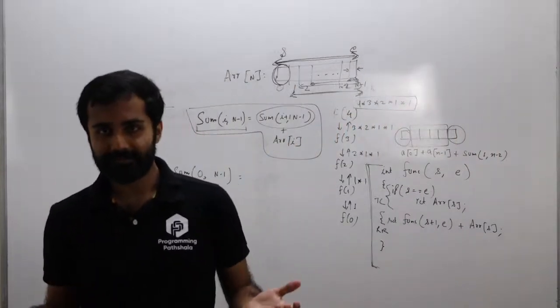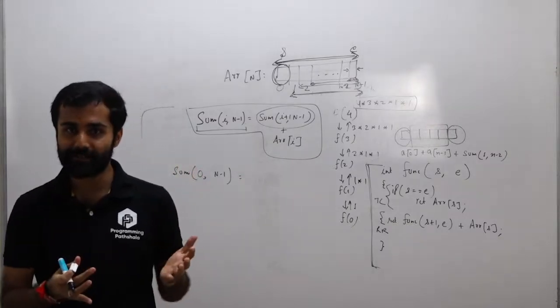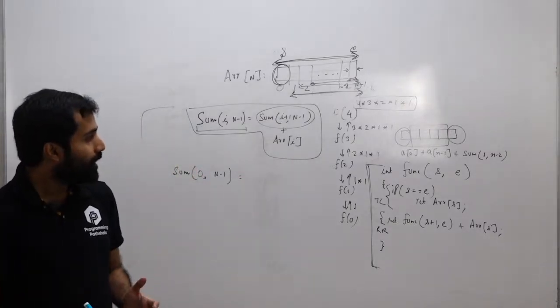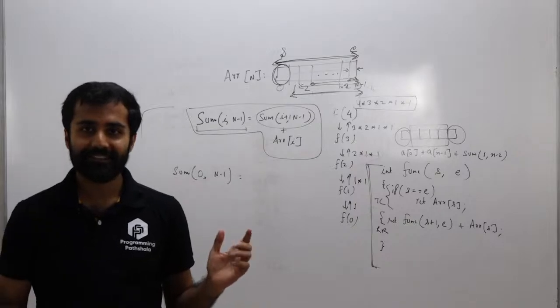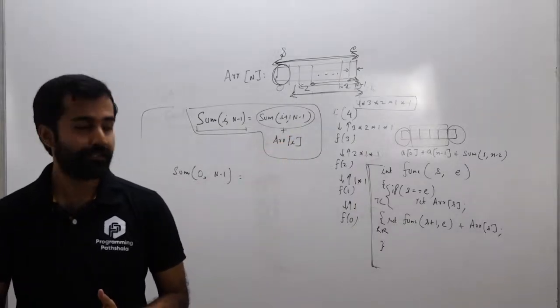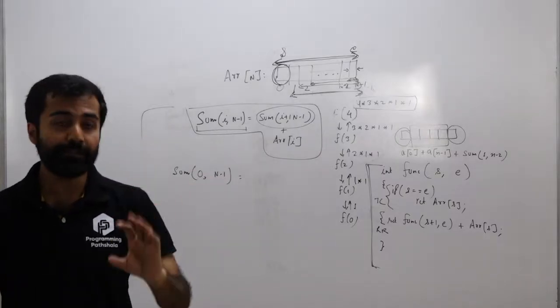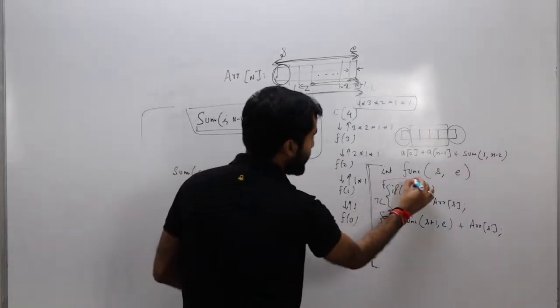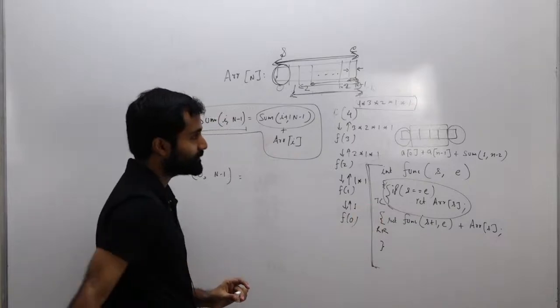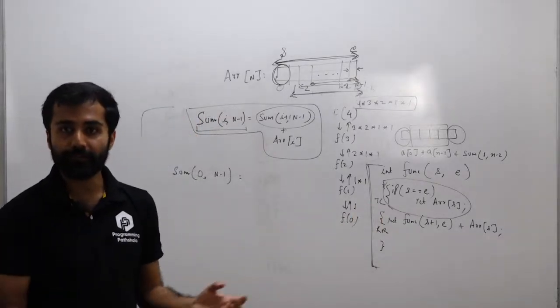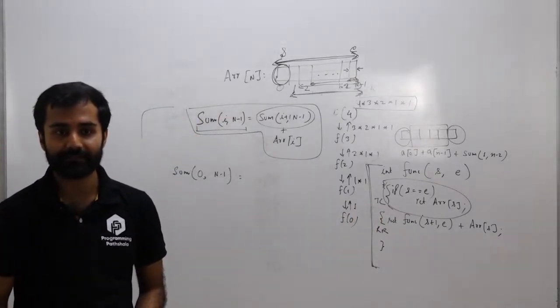No logical flaw. The brain understands it's right. Okay, cool. But will it have an impact on my code, on my implementation? Specifically, will it have an impact on my termination condition? How many of you feel it will have an impact?